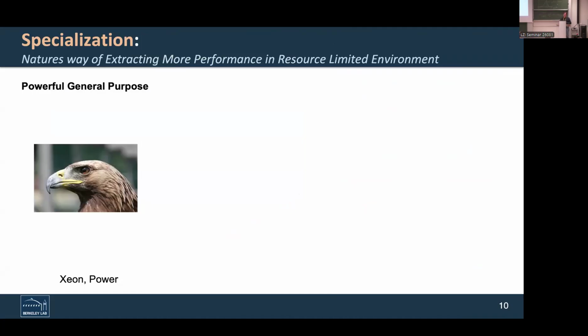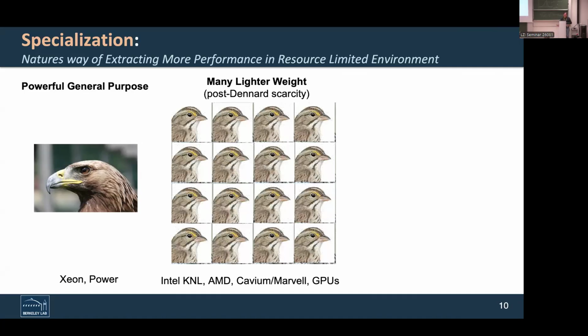So we used to have powerful general purpose processors when Dennard scaling was safe, so Xeon and the power. I apologize to my DOE colleagues who've seen this slide way too many times, but I figured there's at least one person in this room that hasn't. When we had post-Dennard scaling, when we couldn't scale the clock frequency anymore, we went to lightweight mini-core. In that era, we have Knights Landing, AMD, and GPUs to a certain extent, and this is represented by a couple of dozen really aggressive sparrows.